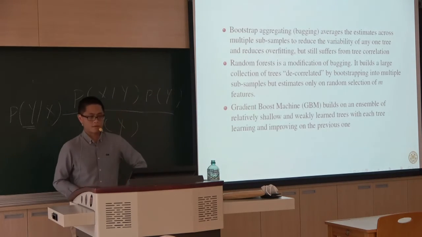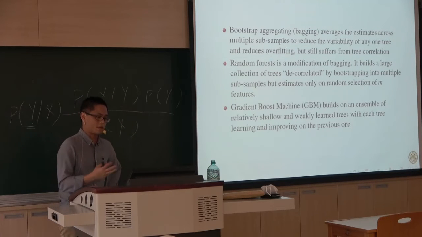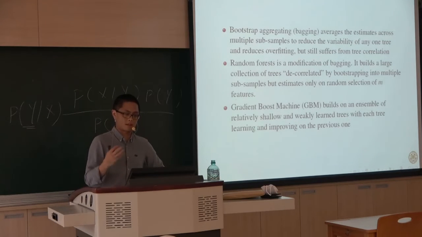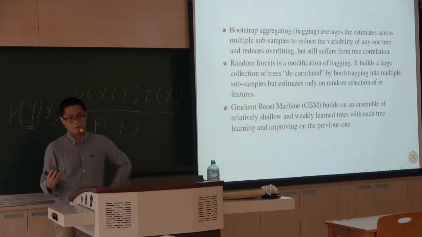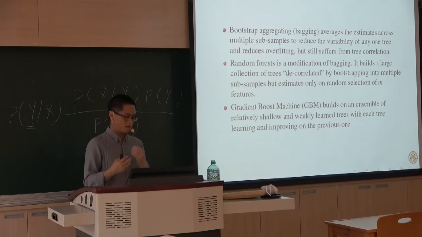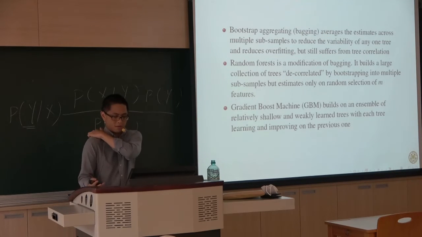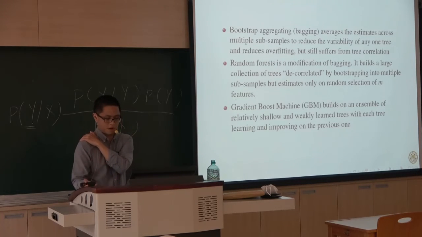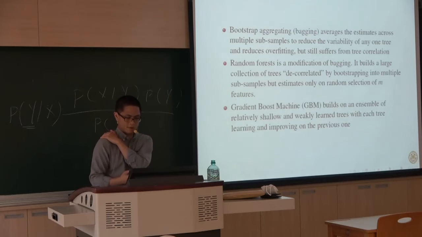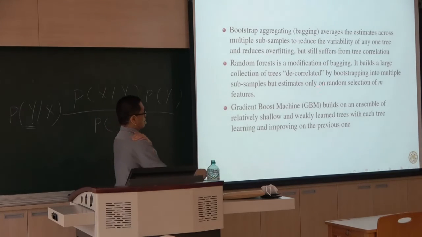There are different variants. Bootstrap aggregating, or bagging, averages estimates across multiple subsets, both to reduce the variability of any single tree and as a way to reduce overfitting, but then we still suffer from tree correlation. Random forest is just a modification of bagging. You build a large collection of decorrelated trees through bootstrapping into multiple subsamples, but estimate using only a random selection of n features.